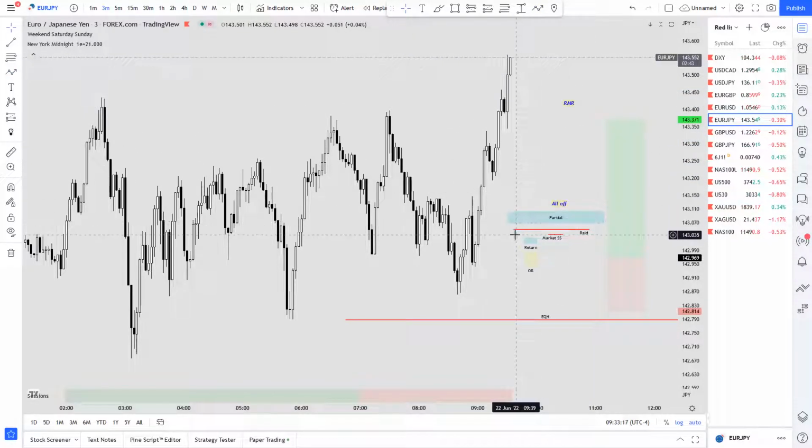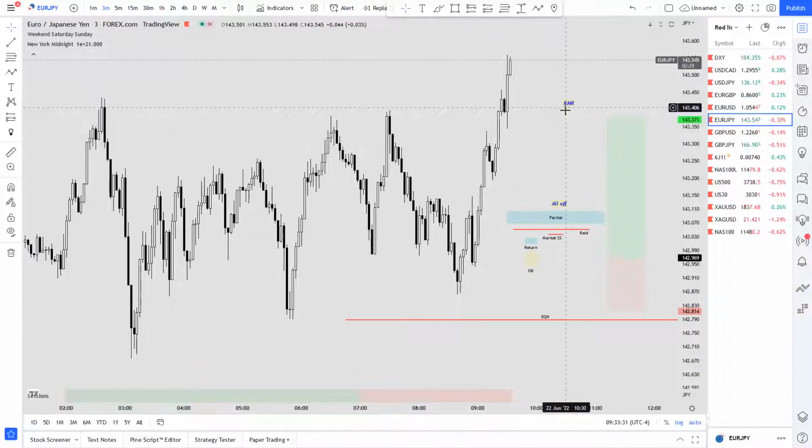Okay, so you can pause the video, look at these annotations, see if you can match them up with the chart, because right now the chart looks very messy, you don't know what's going on, but once we break it down it'll be very clear. Okay, so let's start with the raid.